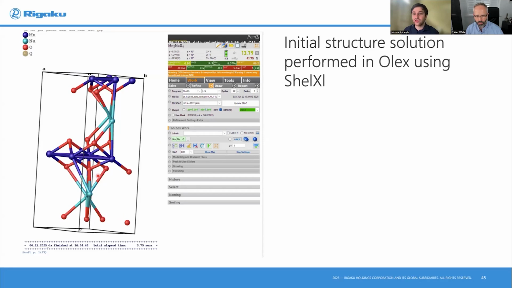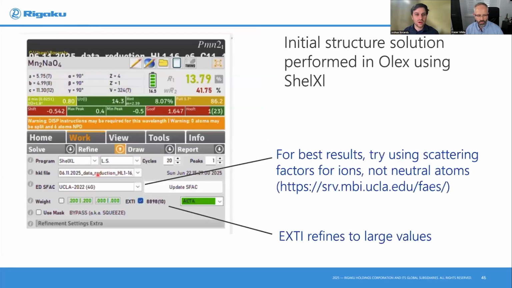And so we found the structure and then did refinements here. And just a few notes on how these refinements actually work. The things to be aware of is when you can choose the structure factors. There's some baked into OLEX2. The UCLA ones are the ones we tend to use.